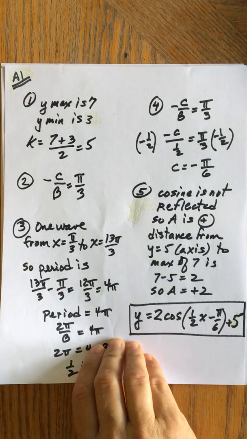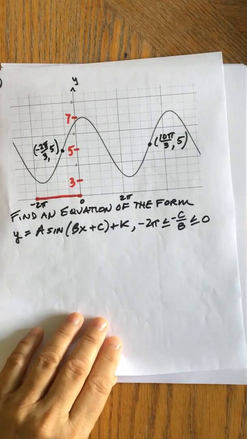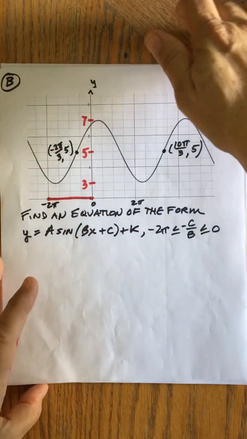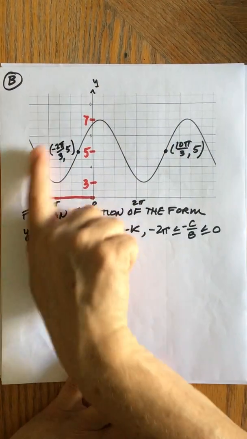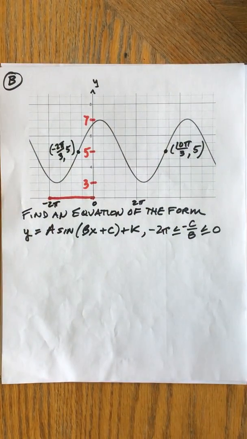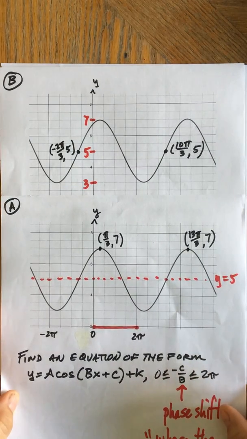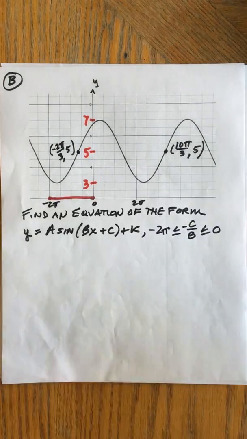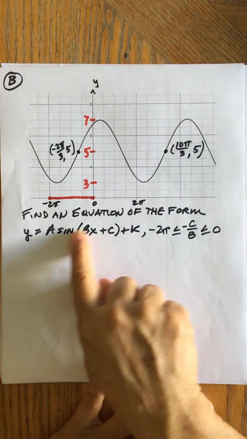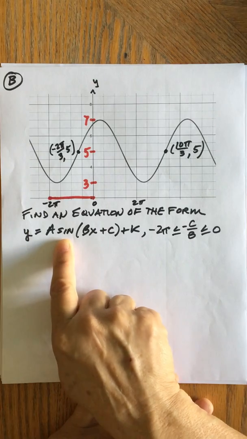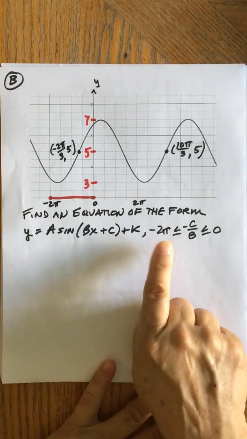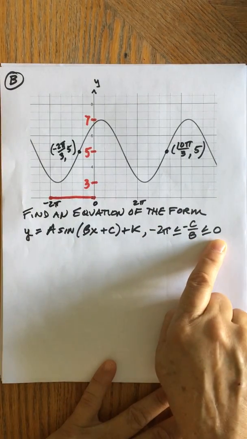But again, I'm going to give you the same graph, same exact graph, but this time, so it's the same picture. In fact, just let me throw that up there just in case. See, same picture, right? But in this case, I'm asking you to find the equation that's a sine equation, and it begins somewhere between negative 2 pi and 0, right?